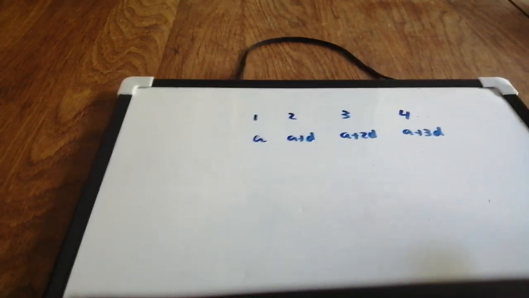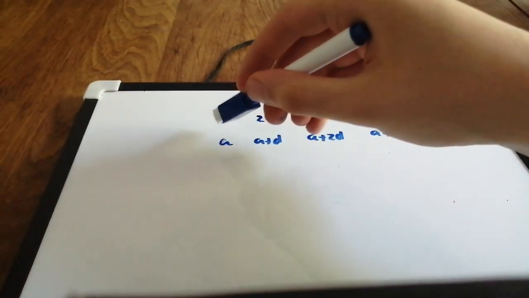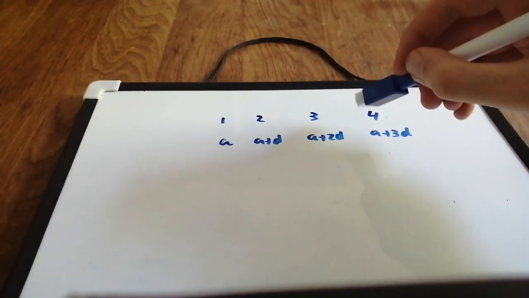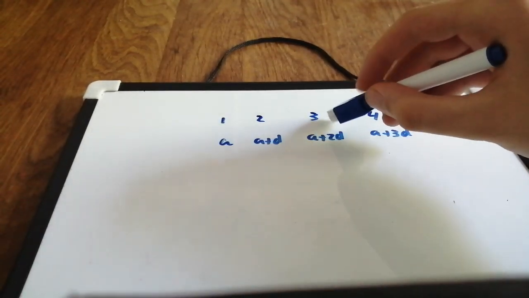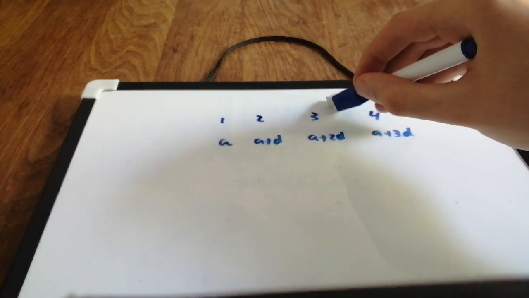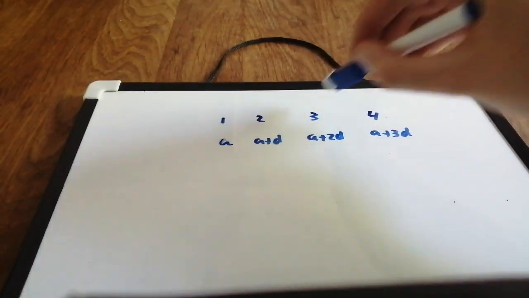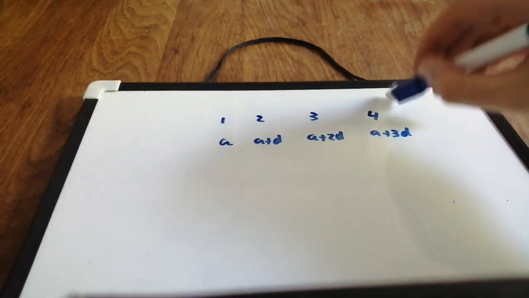Now, what do you notice about this? Well, the first thing you'll notice is that we have the first term, a, for the whole thing. And what you're noticing about the multiple of d, it's always going to be 1 less than the term it is. So if you notice, this is, for example, a plus 2d, and this is the third term. This is a plus 3d, and this is the fourth term.